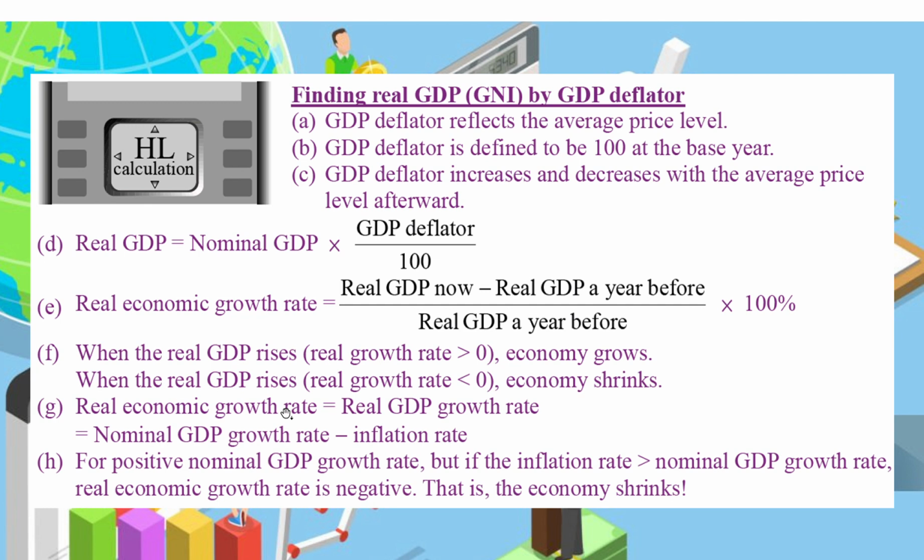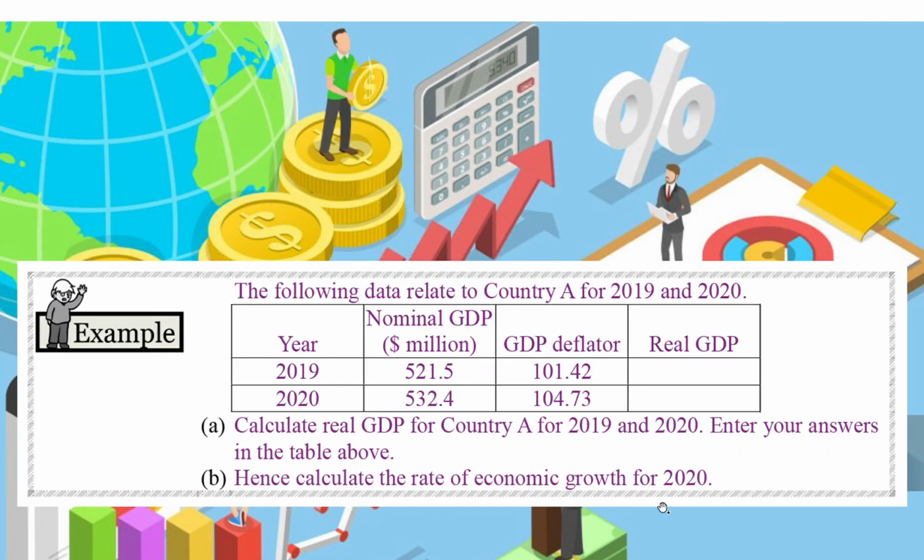We hope so. Okay. But later on we talk about other factors that affect economic growth, okay? And then it will be the nominal GDP growth rate minus the inflation. Easy to remember. Real equals nominal minus inflation rate. For nominal GDP growth rate to be positive, but if inflation rate is larger than the nominal GDP growth rate, the real GDP drops, okay? So the real economic growth rate is negative, okay? The economy shrinks actually.